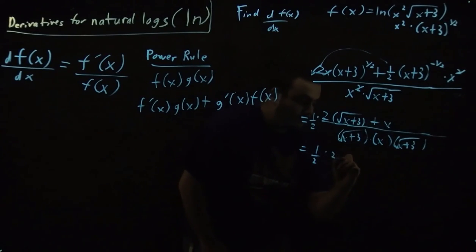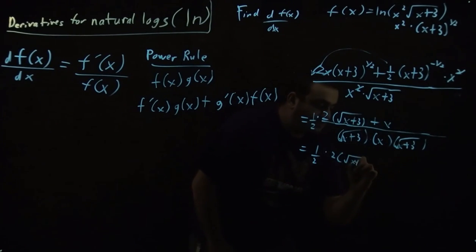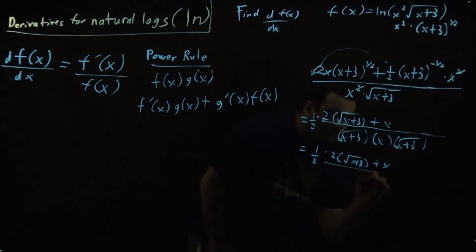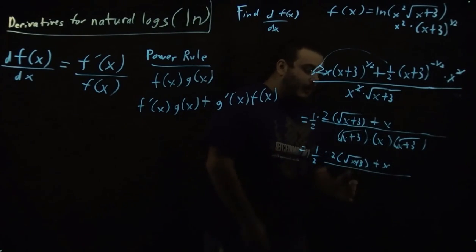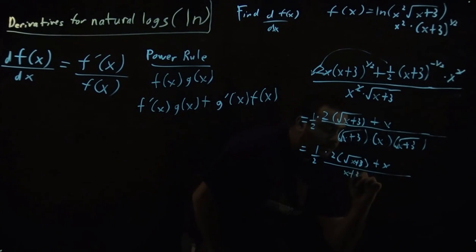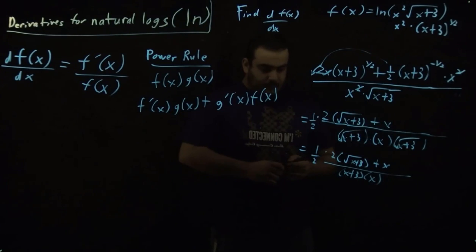What we can do is just 2x plus 3 plus x over, if these two combine, you get x plus 3 times x. That is it.